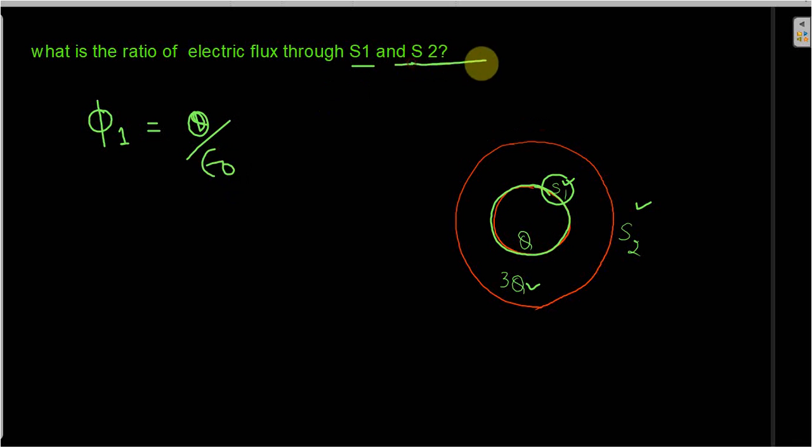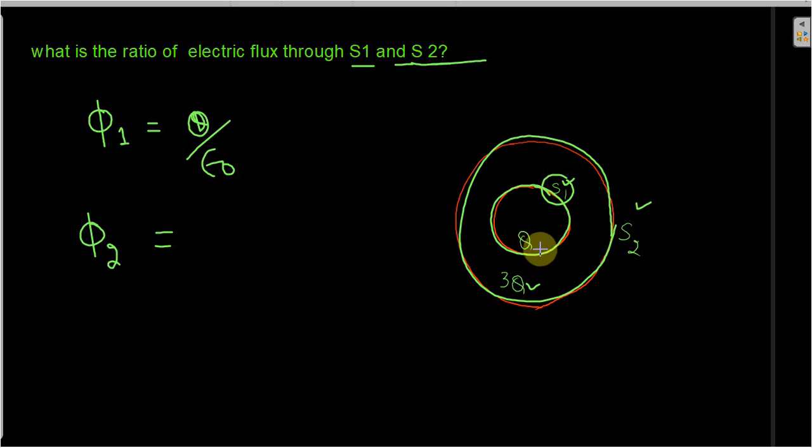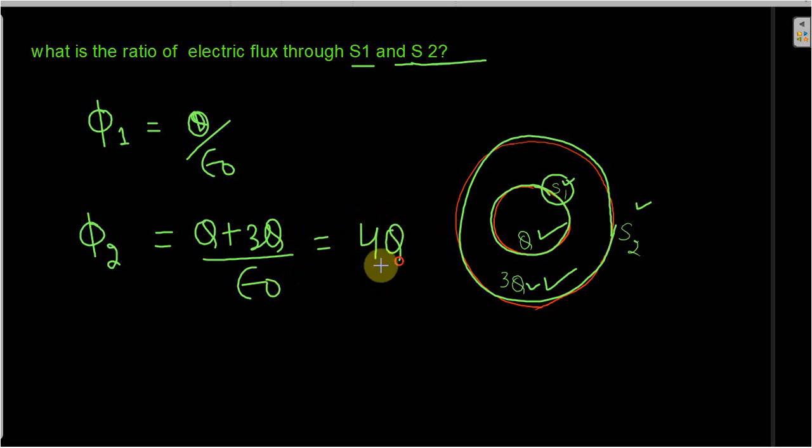Now we have to find for the S2 surface. So let the flux for the S2 surface be phi 2. Now inside the S2 surface, how much charge is there? It is enclosing Q as well as 3Q. So net charge will be Q plus 3Q by epsilon naught. So that is 4Q by epsilon naught. And now you can find the ratio of phi 1 and phi 2.